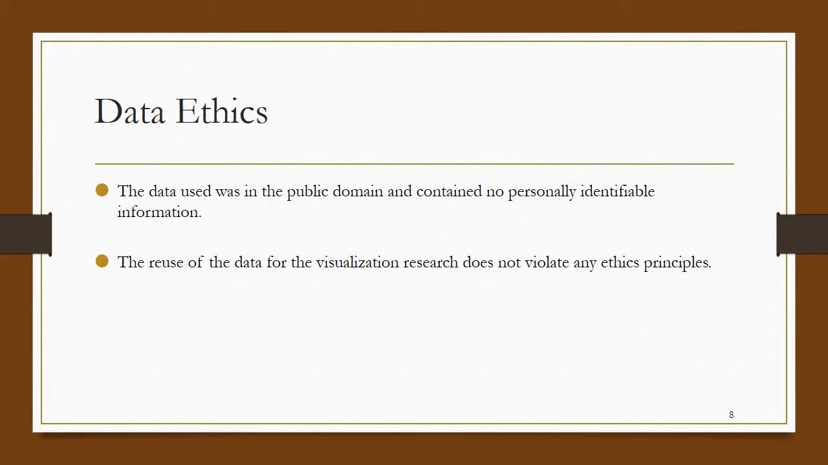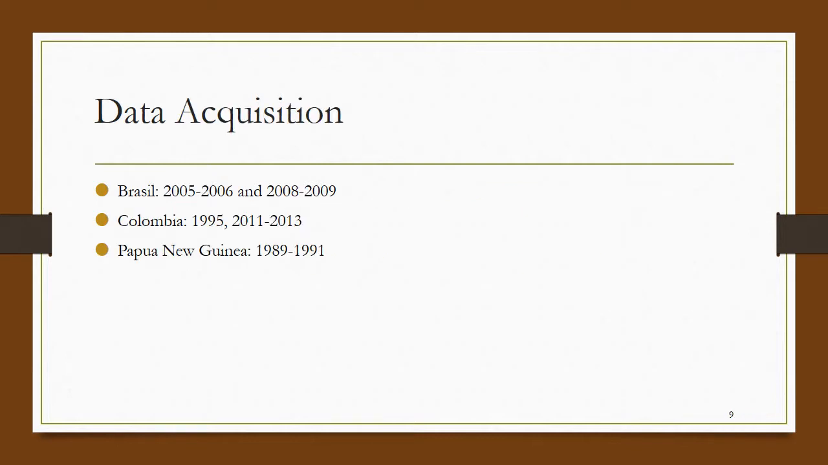Before I talk about the data acquisition process, I wanted to mention my data was in the public domain and didn't contain any personally identifiable information. Therefore, the data reuse does not violate any ethics principles. Before I start describing the data, it's important to note there are gaps in available data. Brazilian data was from 2005 to 2006 and 2008 to 2009. Colombian data was from 1995 and 2011 to 2013. And the Papua New Guinea data was from 1989 to 1991.